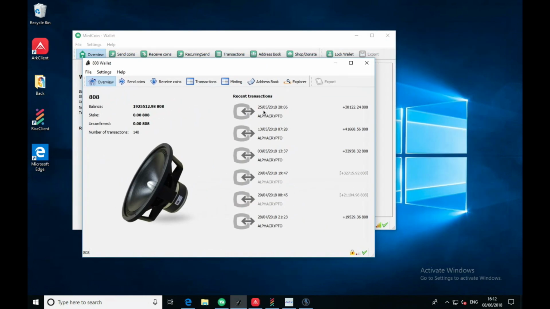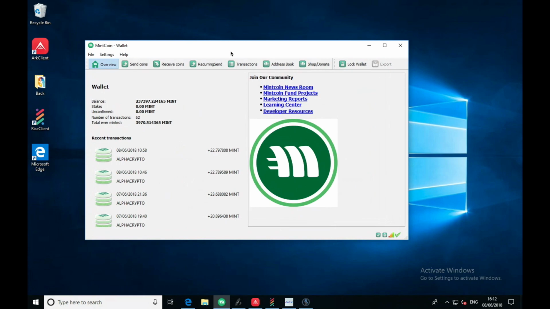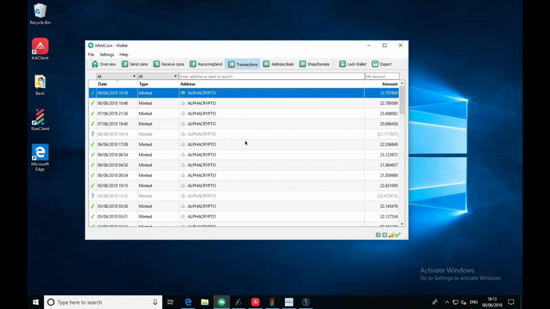808, so no stakes actually. That's quite surprising for this one. Usually we do get one stake from 808, but this time round, no stakes. So Mintcoin, it looks like it's being quite consistent with the staking actually. So let's have a look.